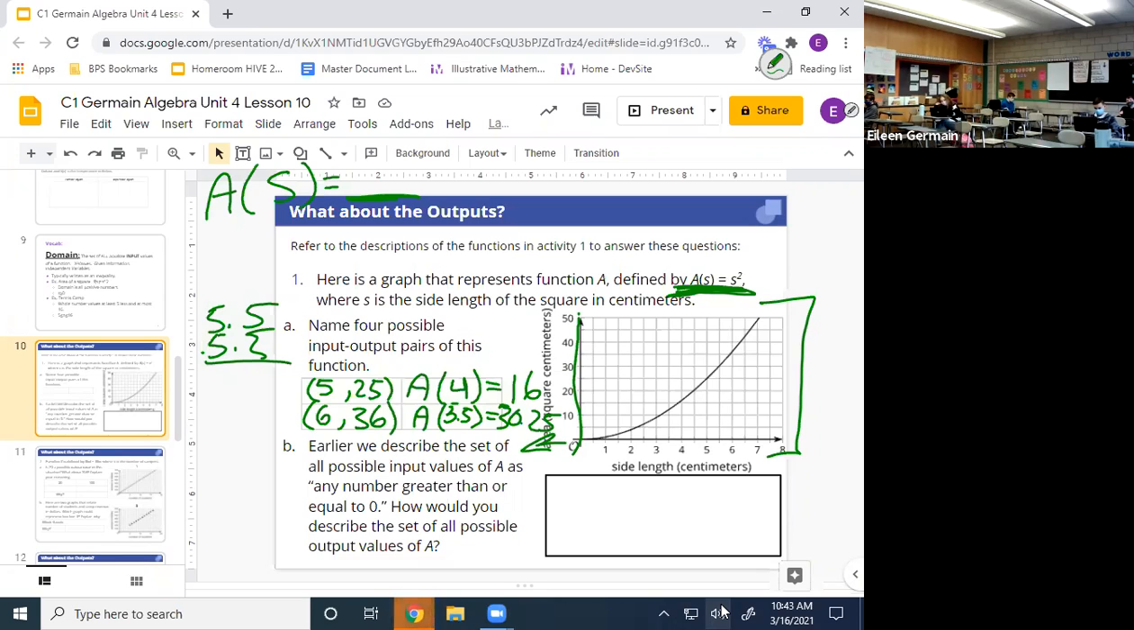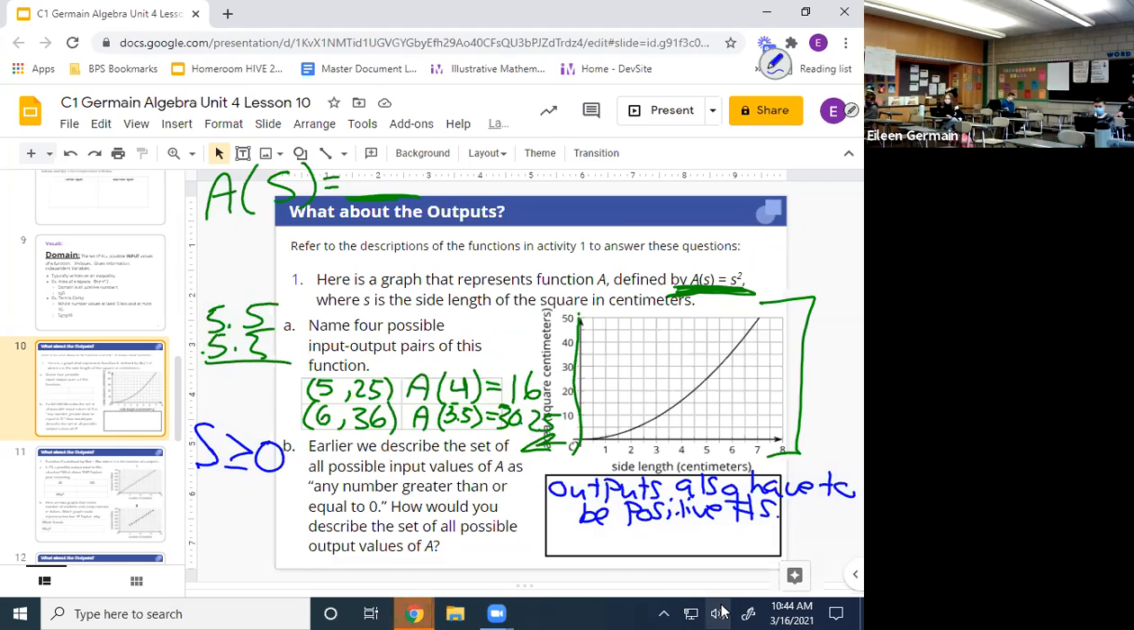Max, what do we know? Our outputs all have to be positive numbers. Very good. So outputs also have to be positive numbers. And now let's say that in a mathematical way. The way that we said it here, any number greater than or equal to 0 was what we said our inputs were. Any number S was greater than or equal to 0.